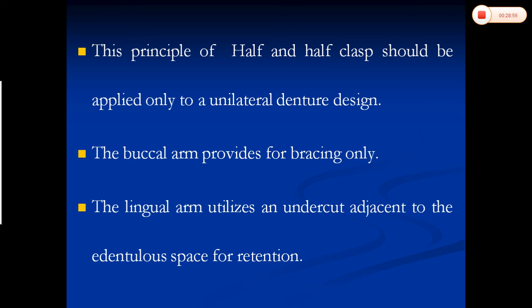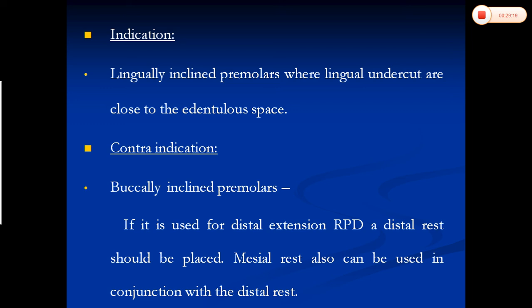When teeth are missing unilaterally, as in Kennedy's class 2, the half and half clasp can be used. The buccal arm provides bracing or stability only. The lingual arm utilizes an undercut adjacent to the edentulous space for retention. Indication: the half and half clasp is given in lingually inclined premolars where lingual undercuts are close to the edentulous space. So when premolars are lingually inclined, we give this half and half clasp to engage the lingual undercuts.